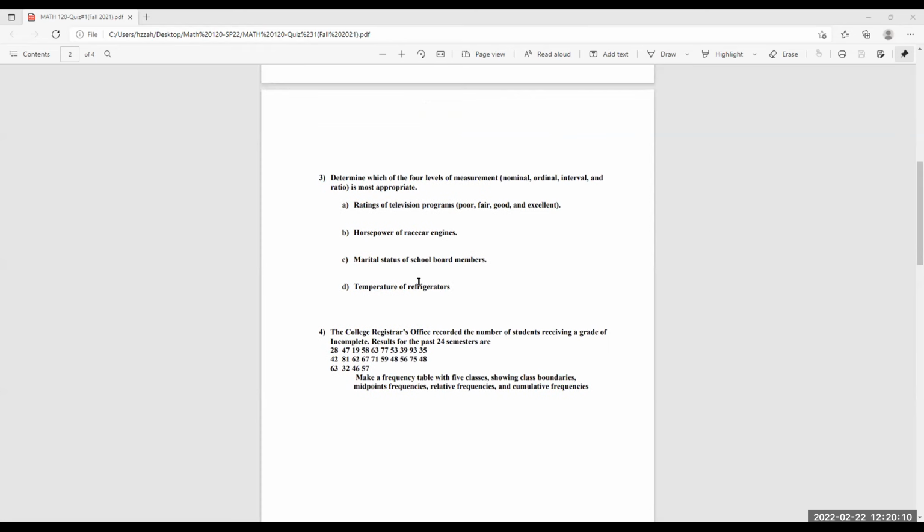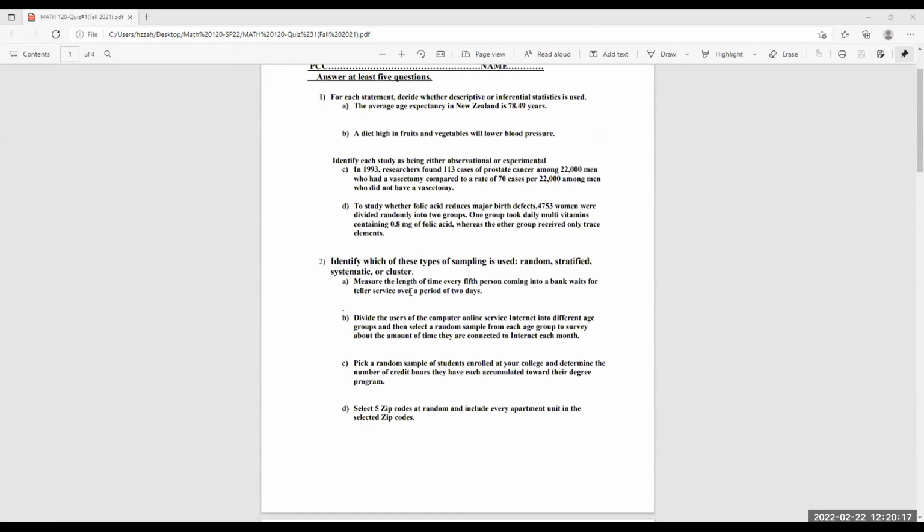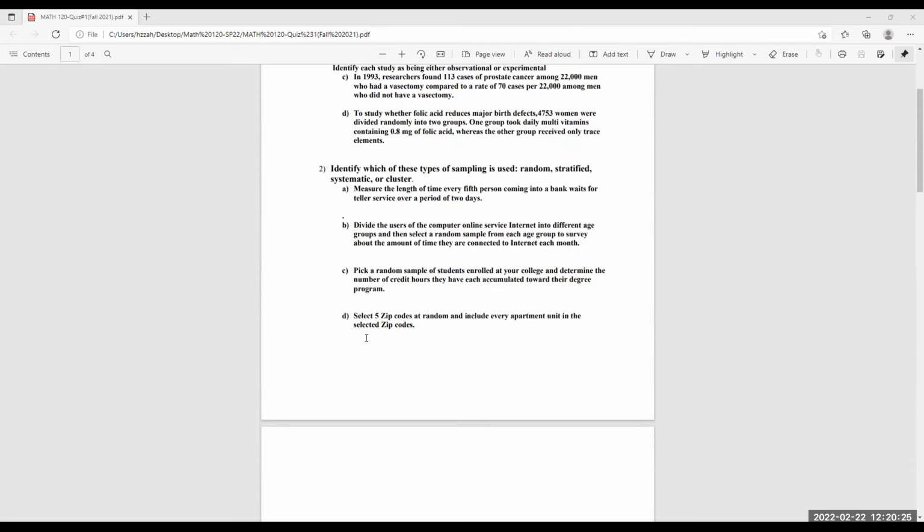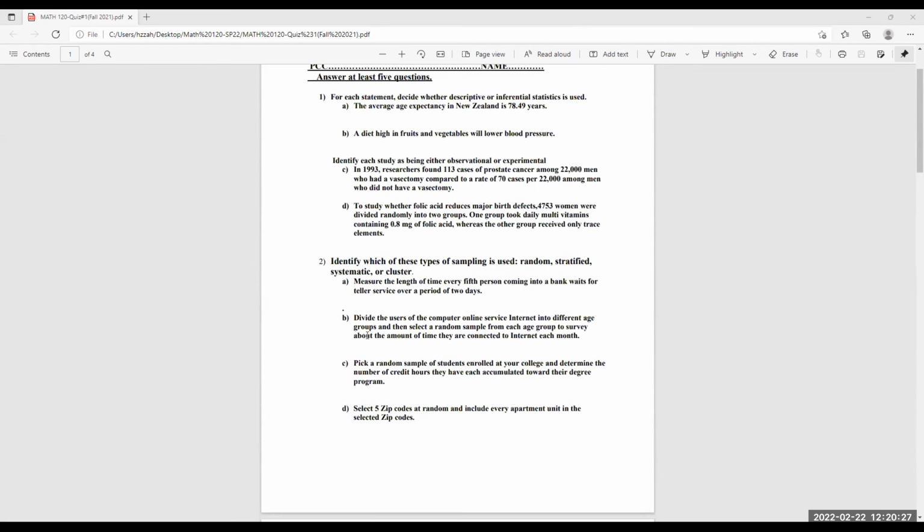If you missed this, be careful about temperature, which is interval. But if you missed the point, you missed it here: the difference between B and D. Just think about the final answer to get these numbers down. So 4 or 5 from here would be given to you. Just study it. If you have any question, let me know.